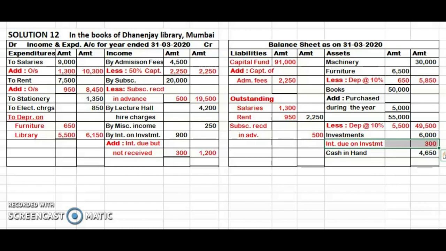Now here we have done with all the adjustment effects. Let's close the income and expenditure account. After closing, we get a surplus of rupees 300. Now students, here you have to write excess of income over expenditure and in the bracket surplus. We add this in the capital fund and now we take the total of your liability and asset side. Your balance sheet stands tallied.